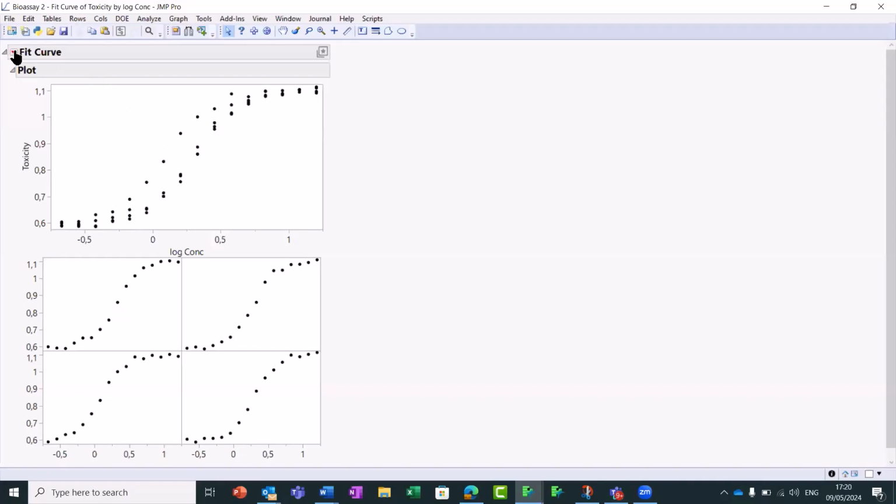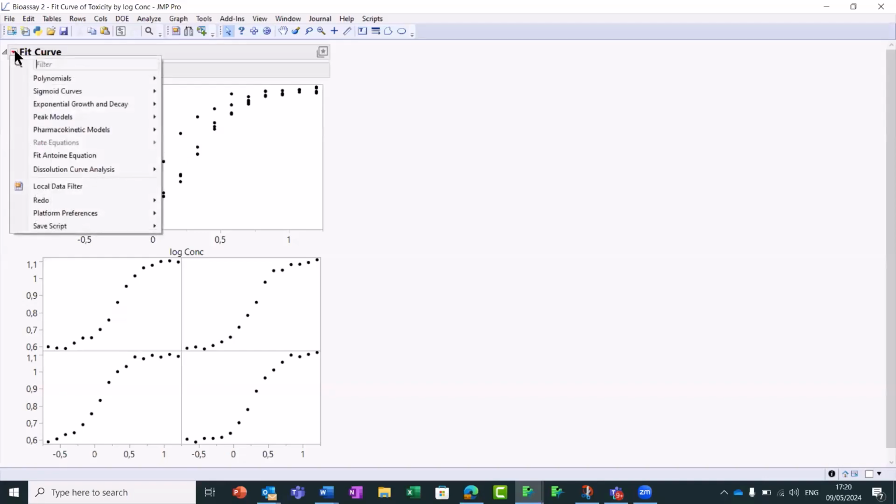In the little red triangle, you will find all the different models that I've introduced. You have polynomials, you have sigmoid curves. Here you can see logistic curves and probit curves, the exponential growth, the peak models, the pharmacokinetic models, and so forth. In our case, as you have already seen, it's more or less a sigmoid curve. Let's find out what would be the best curve.